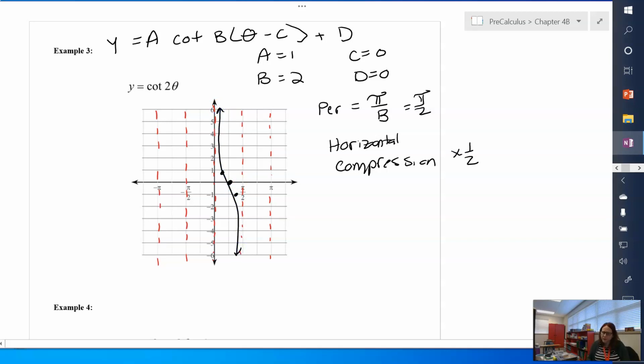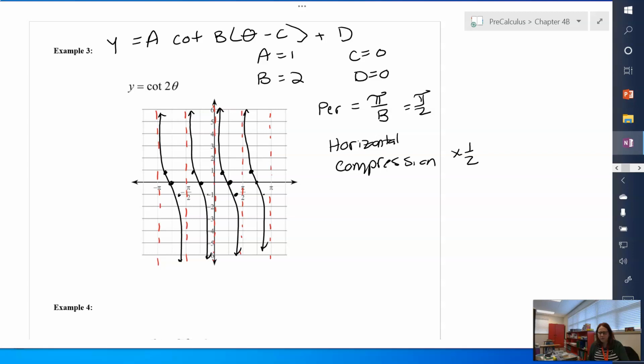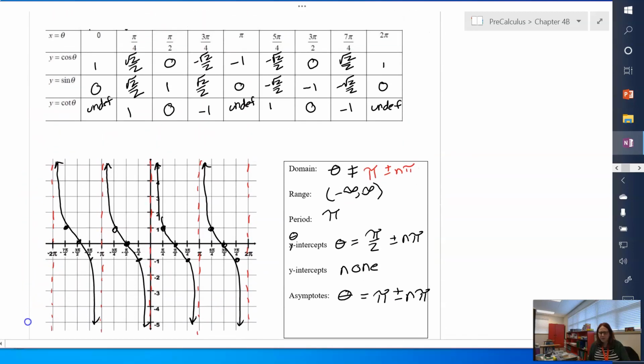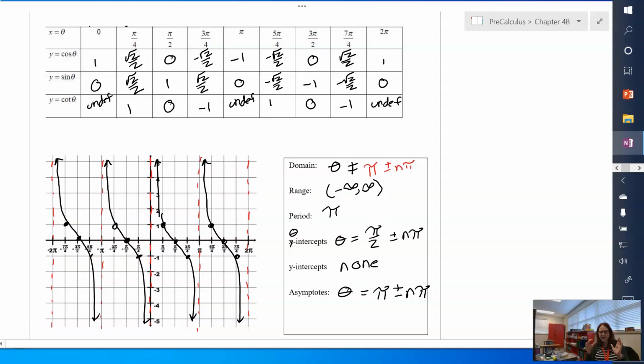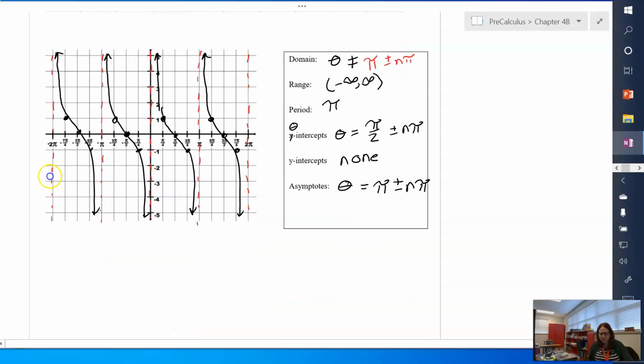Okay. Do the same thing over here. Point, point, point. Same thing over here. Same thing over here. Okay. So that's what this graph of a cotangent of 2 theta looks like. And you can just do a quick comparison with just 1 theta. You see how it's the exact same thing, it's just been squished inward.